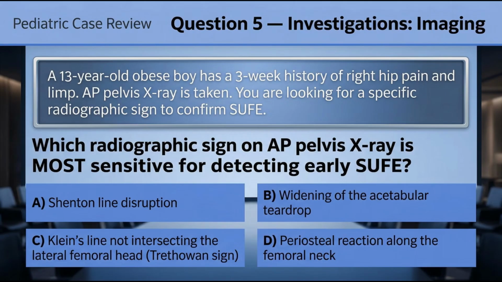An anteroposterior pelvis X-ray is taken, and you are looking for a specific radiographic sign to confirm slipped upper femoral epiphysis. Which radiographic sign on anteroposterior pelvis X-ray is most sensitive for detecting early slipped upper femoral epiphysis? Option A, Shenton line disruption. Option B, widening of the acetabular teardrop. Option C, Klein's line not intersecting the lateral femoral head, known as the Trethowan sign. Option D, periosteal reaction along the femoral neck.